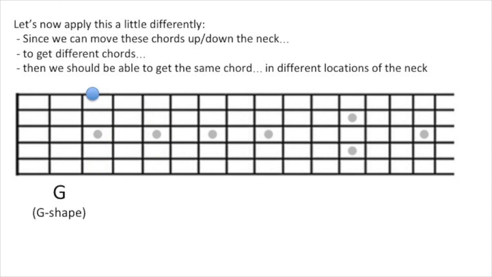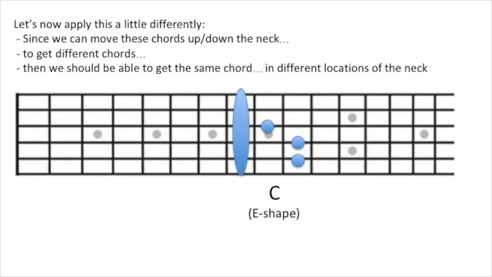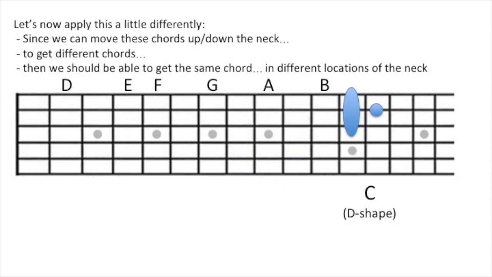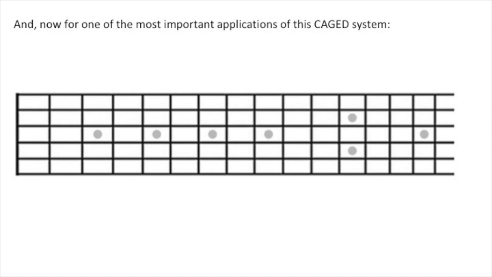Or, we slide the G chord shape up to A, then B, then C, and we get the C chord again. Or, we use the E chord shape at the 8th fret. Or, slide the D chord shape all the way up to the C chord position. You now know the basics of the CAGED system. Let's apply this CAGED system to a simple chord progression, like E, A, and D.